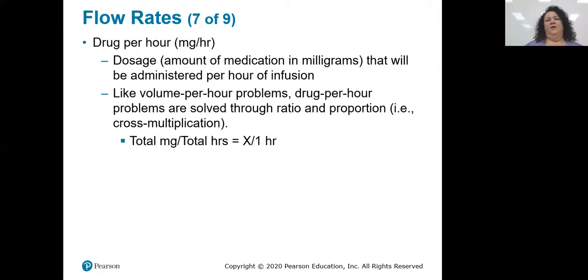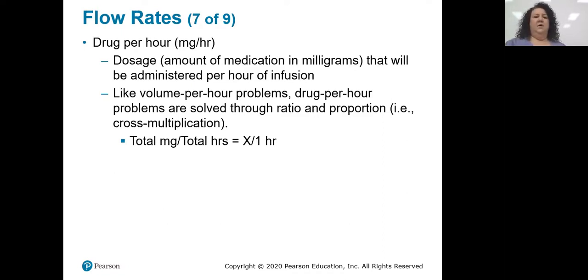This video is going to cover drug per hour, and this begins on page 330 in your textbook. This is very much like volume per hour, except instead of looking at the amount of medication, we're going to be looking at the strength, the amount of milligrams per hour. This is the dosage amount of medication in milligrams that will be administered per hour of infusion. Again, it's like the volume per hour problems, only we're looking at the drug per hour, and we're still going to use the ratio and proportion, where we then cross multiply and solve for X.